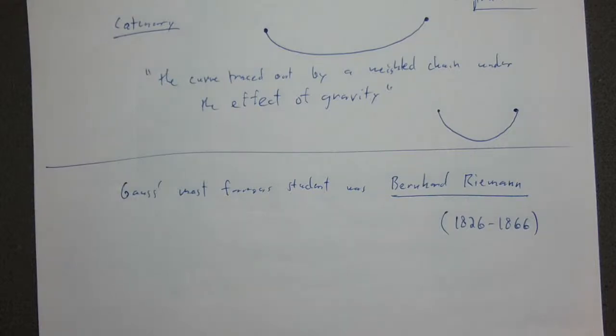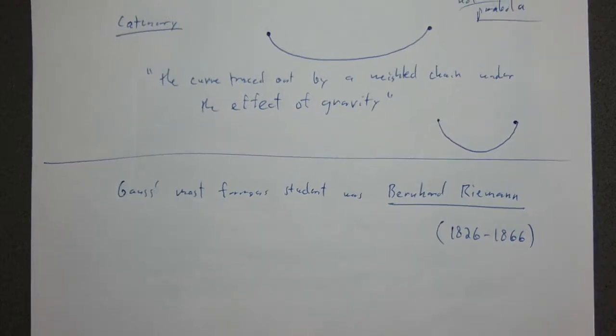Gauss gets his name in too. So there's the Gauss-Codazzi equations. Codazzi is an Italian mathematician, a student of Riemann, who showed those equations. Gauss gets his name tossed in because he had essentially worked them out, just not in the exact same form. So his most famous student was Riemann.